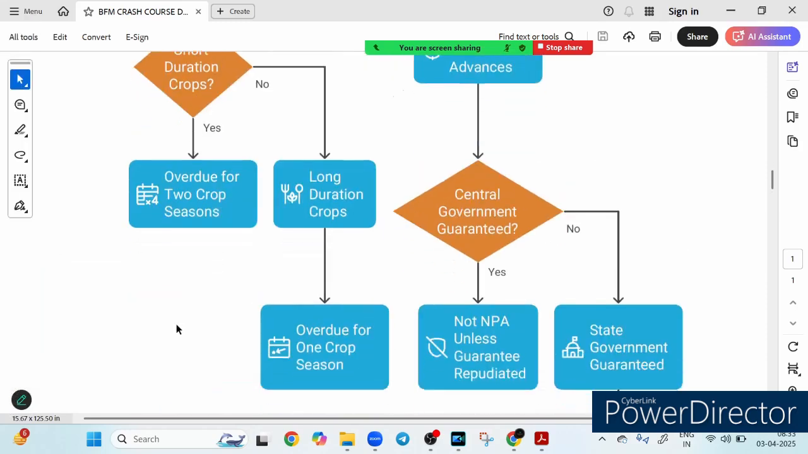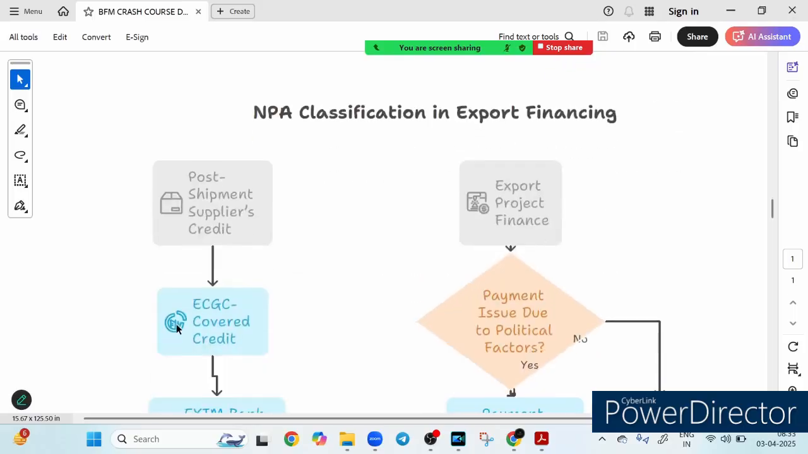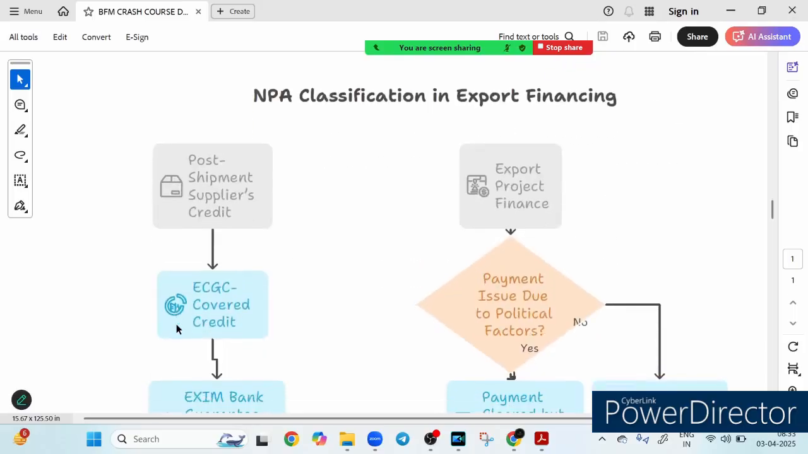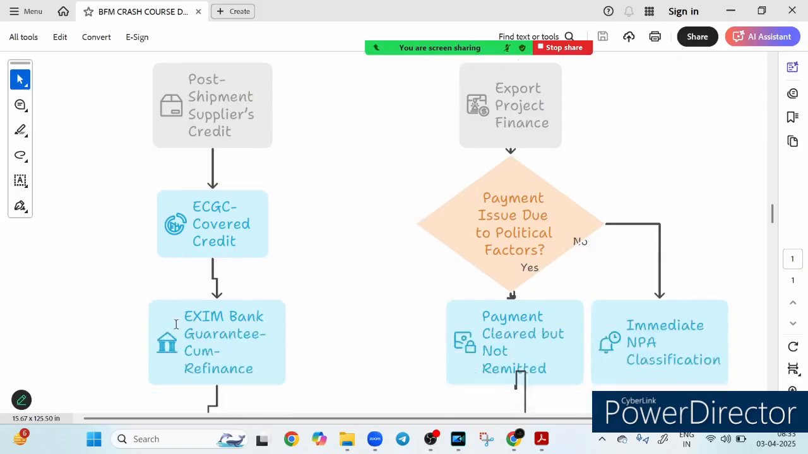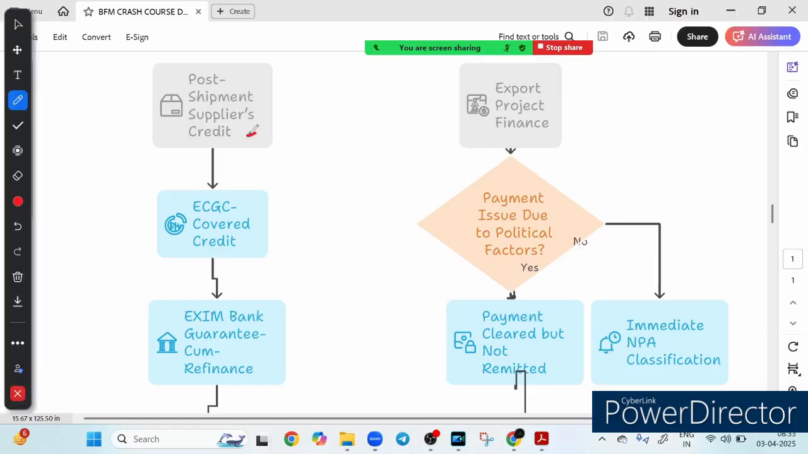Now friends, we have understood this thing. Now let's look at NPA classification and export financing, again with the help of this flow chart. So friends, let's dive into how export financing is classified as NPA. On the left side you will see post shipment credit. I think you are familiar with this post shipment credit.